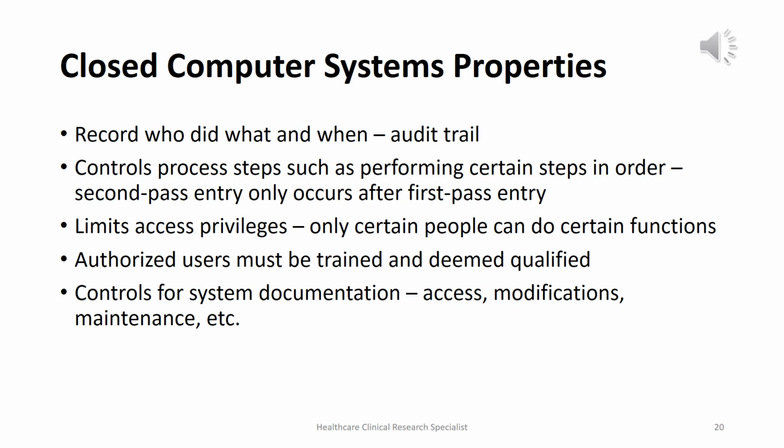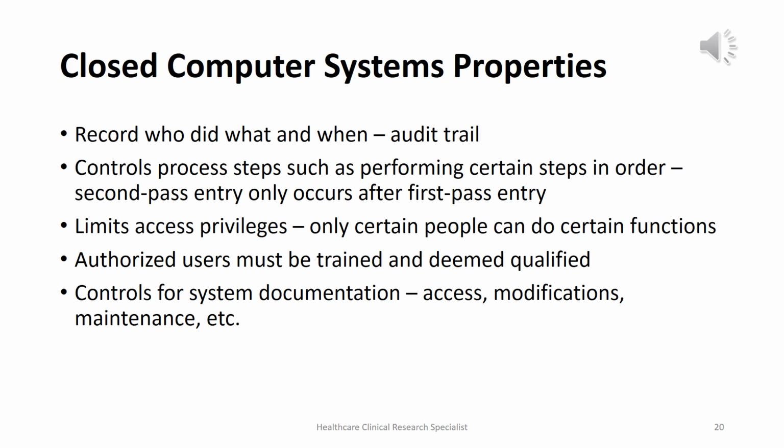It also needs to be able to record who did what and when. So it needs to be able to produce an audit trail so that we know exactly what data was entered and when it was entered. It needs to control the process steps, such as performing certain steps in order. For example, second pass entry only occurs after first pass entry. So that would be a key element of a closed system. It also needs to be able to limit access privileges, so only certain people can do certain functions in your database.